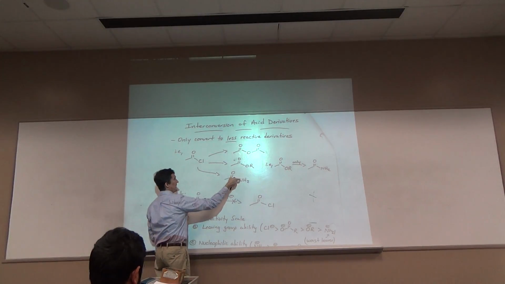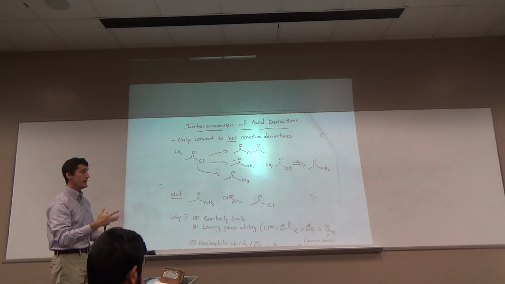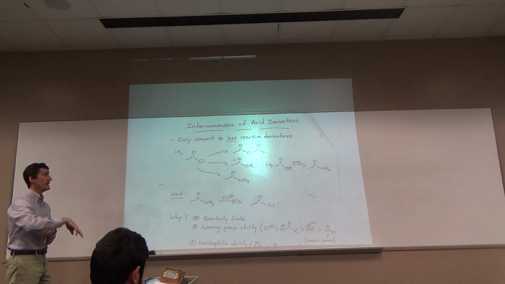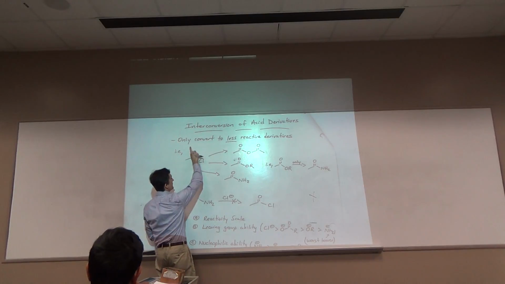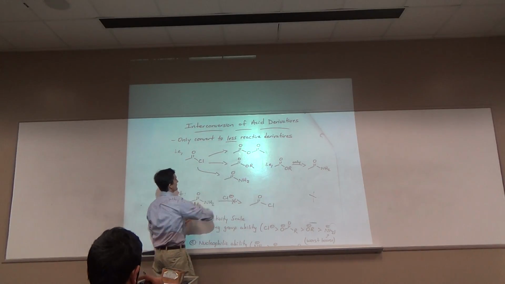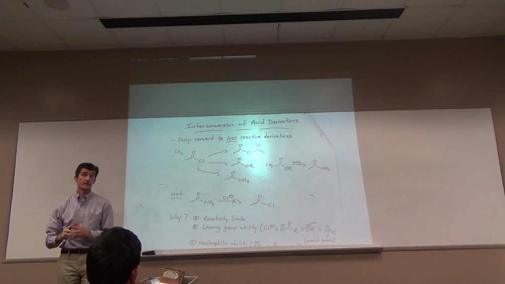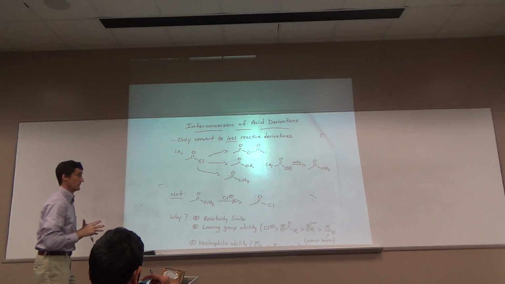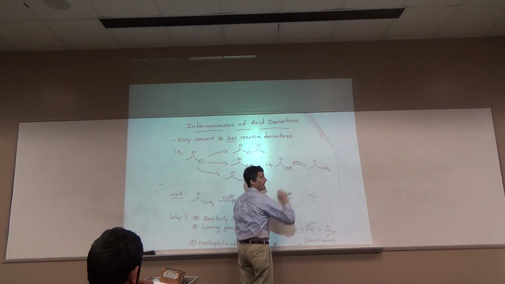Now you can convert the amide to this. You can go backwards, but not in one step. You're going to have to go back to the carboxylic acid and then to the acid chloride. But in terms of one step, you only convert to a less reactive derivative. The acid chloride can be converted to all three, because they're all less reactive. We'll explain why. An ester can only be converted to an amide.